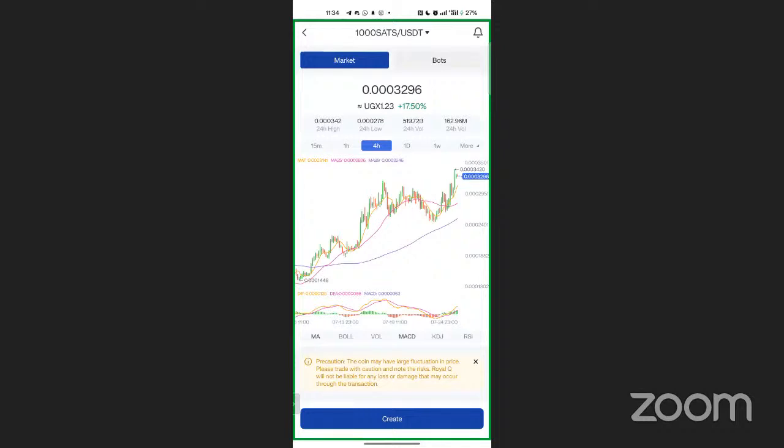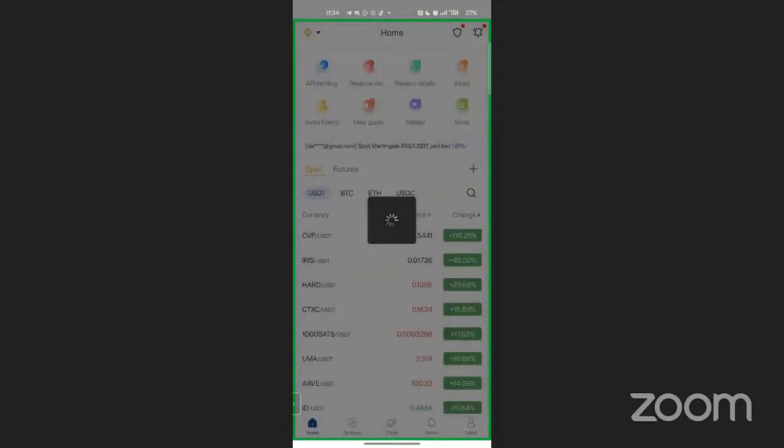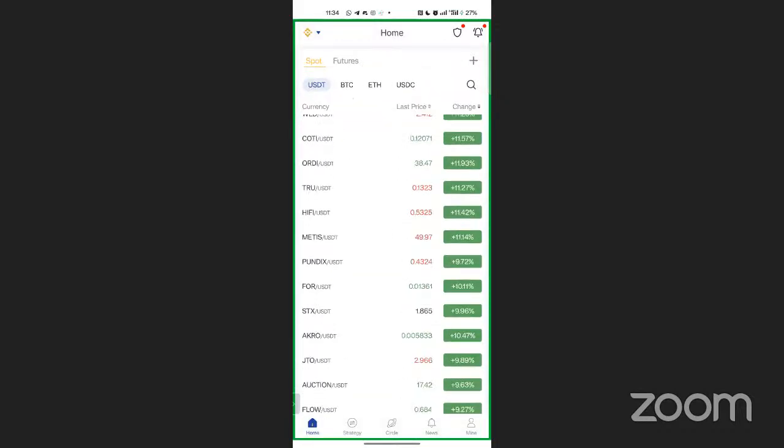When you see Bitcoin going down, you check on this coin, 1000 sats. If you see Bitcoin rising, this one will be pumping hard. Give me a 3 in the chat if you have understood. The same thing with Ethereum.